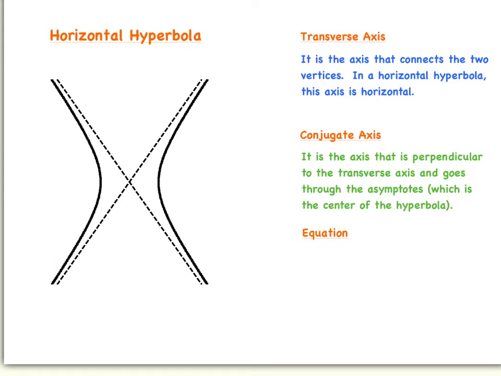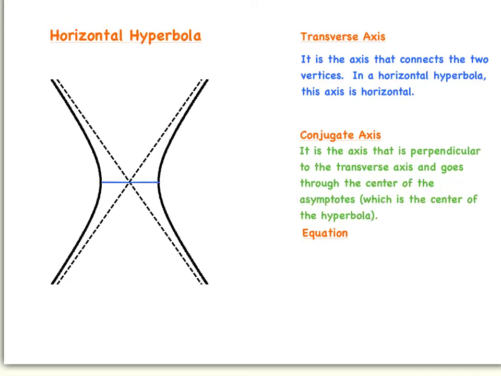There are two types of hyperbolas, and first we're going to look at the horizontal hyperbola. Now hyperbolas and ellipses do have some similarities, but along with those similarities there are differences. One of the similarities is that hyperbolas have two axes. Now they have different names. The first axis is called the transverse axis, and it is the axis that connects the two vertices. In a horizontal hyperbola, this axis is horizontal.